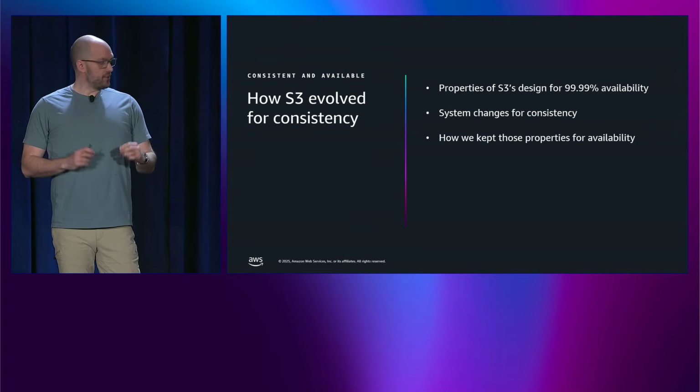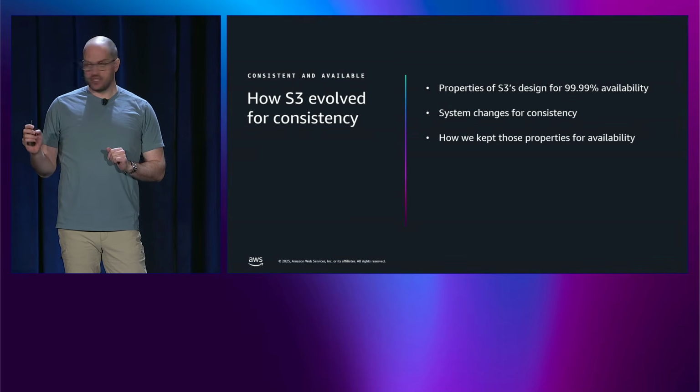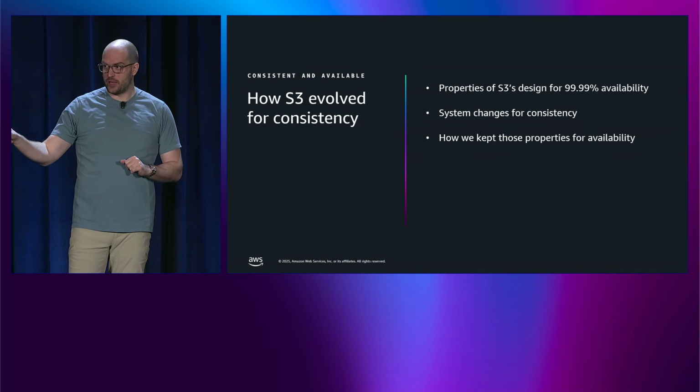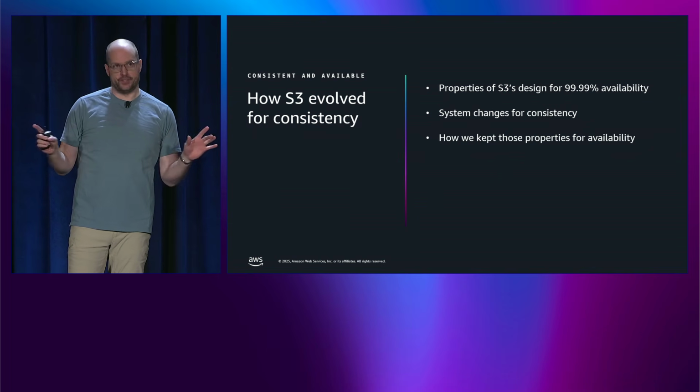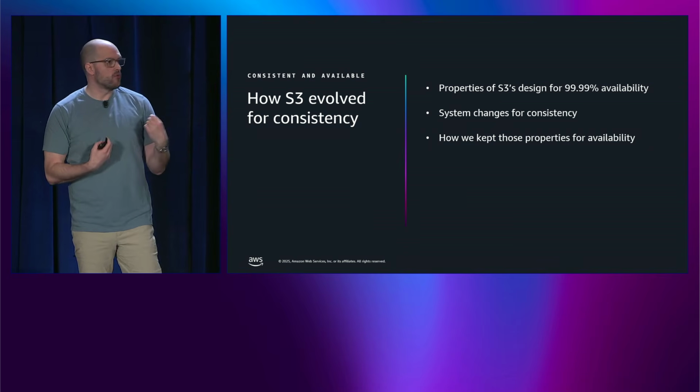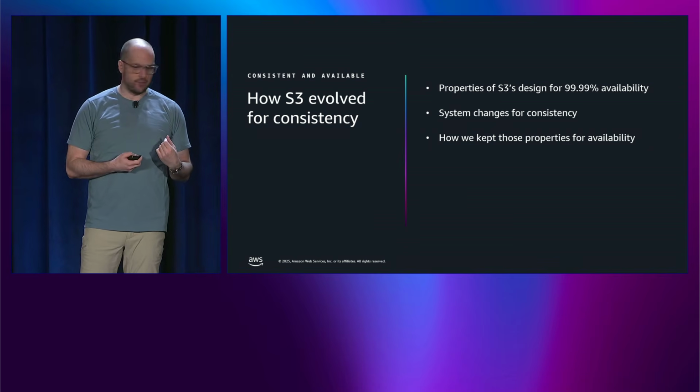So let's take a look at S3 before the consistency launch to see how we dealt with failure beforehand and what we had to change afterwards as we implemented it. And what I mean by consistency here, so we're all on the same page, is the property that an object get reflects the most recent put to that object.